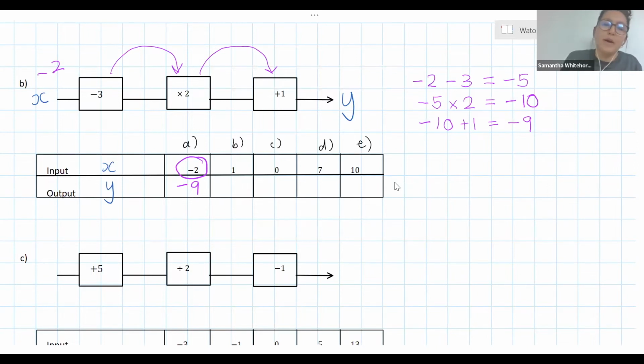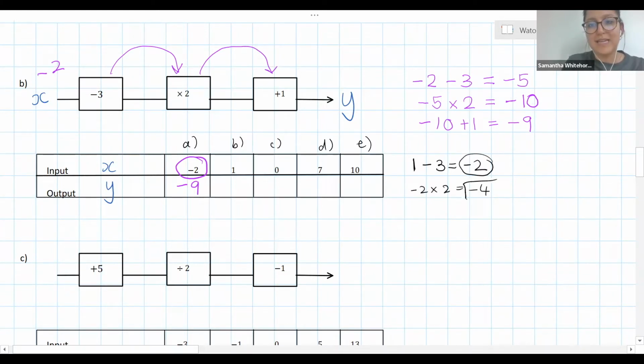Okay, so remember, we're not timesing these numbers together. So we're not timesing the -3 and the 2. What I'm doing is I'm taking the 1, that is my input, and minusing 3 from that, which gives me -2. And then I take that answer and I times it by +2, which gives me -4. And then I take that answer and I add 1. So what should it be?